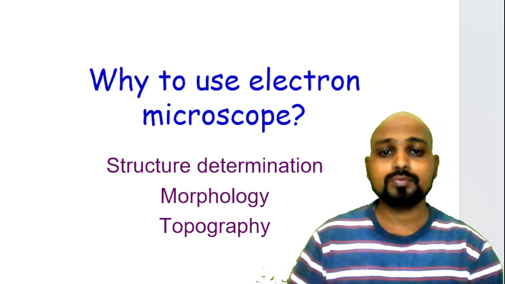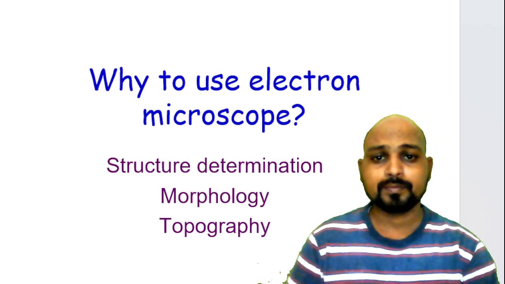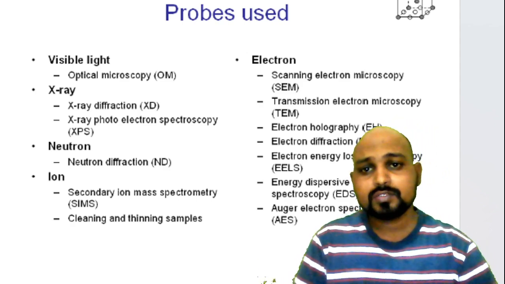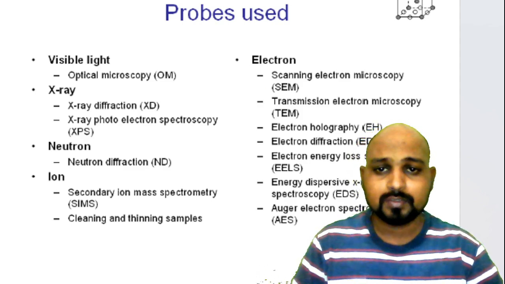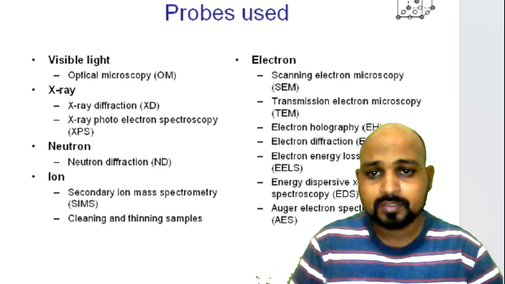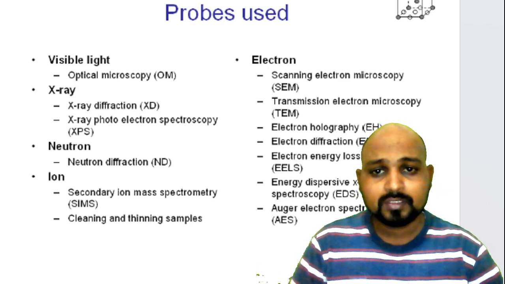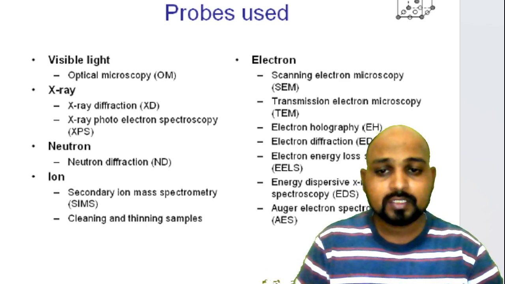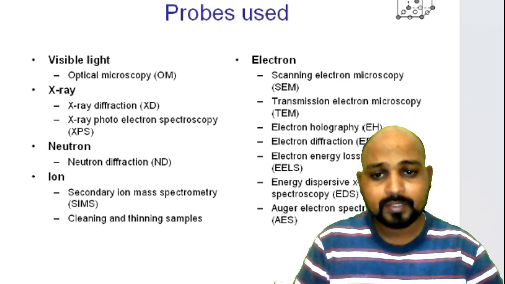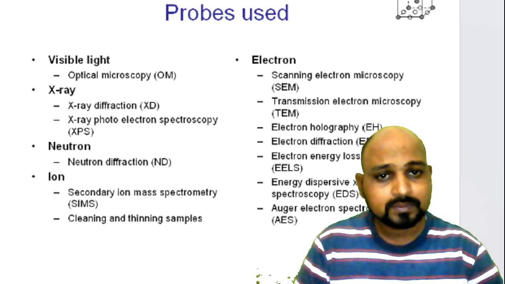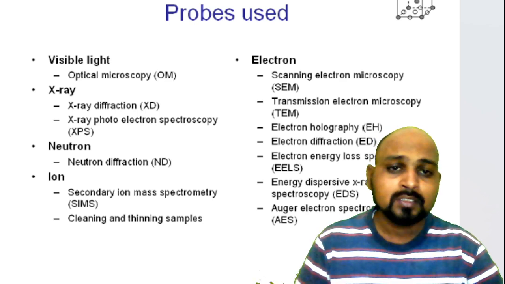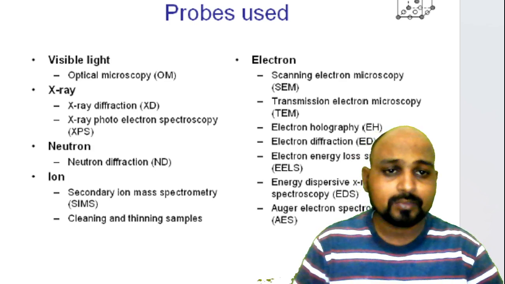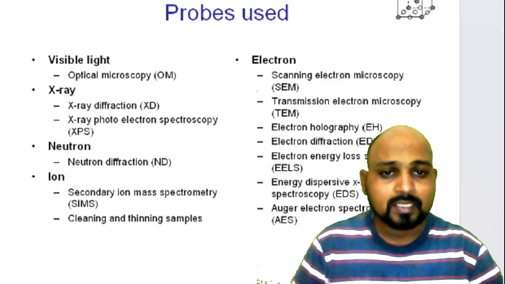But what are the probes used in this microscope? There are different types of probes. First one is the visible light optical microscope. For other purposes we use X-ray, X-ray diffraction, X-ray photoelectron spectroscopy, neutron diffraction. There is also ion probe, secondary ion mass spectroscopy, cleaning and thinning samples, and the other is electron microscope, of which we are going to study the scanning electron microscope, that is SEM.